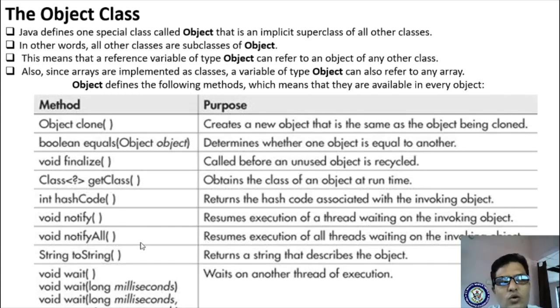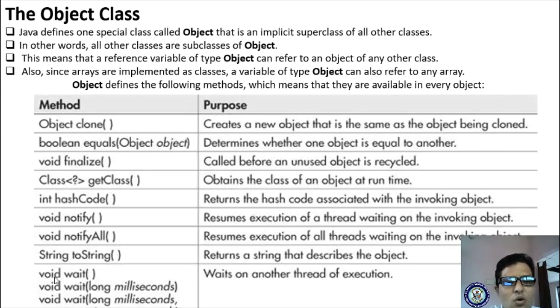And the next one is notifyAll. If you use the notifyAll method, whatever threads, whatever processes have stopped, all of them get started. Okay, and next is the String toString method. By using this method, you are returning a string that describes the object. Please observe, it is nothing but a conversion. You are converting any class, data type, or method into a string.